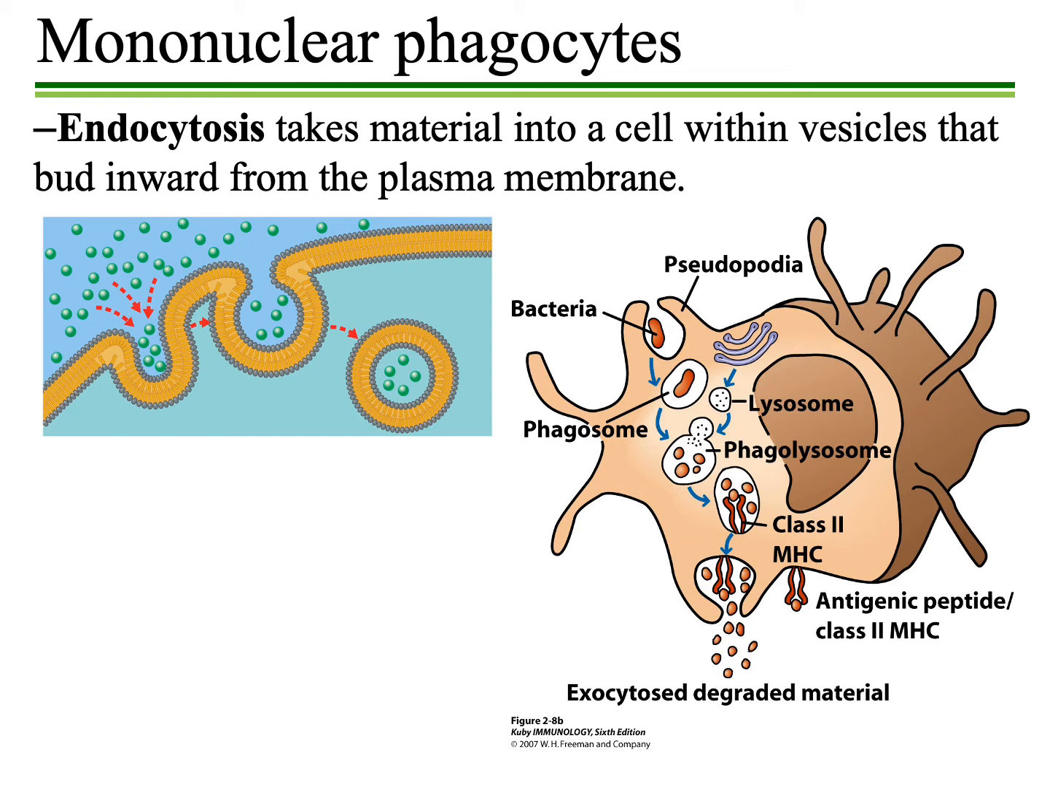Endocytosis is a mechanism that occurs in lots of cell types that allows for larger materials or molecules to be taken into a cell, and the way that it is taken into the cell is through vesicles that bud inward from the plasma membrane. So if you look at the left-hand figure on this particular slide, the yellow represents the plasma membrane of a cell utilizing this mechanism of endocytosis. The green spheres are meant to be the molecules or components in question that the cell is trying to take from the exterior of the cell and bring it into the cell.